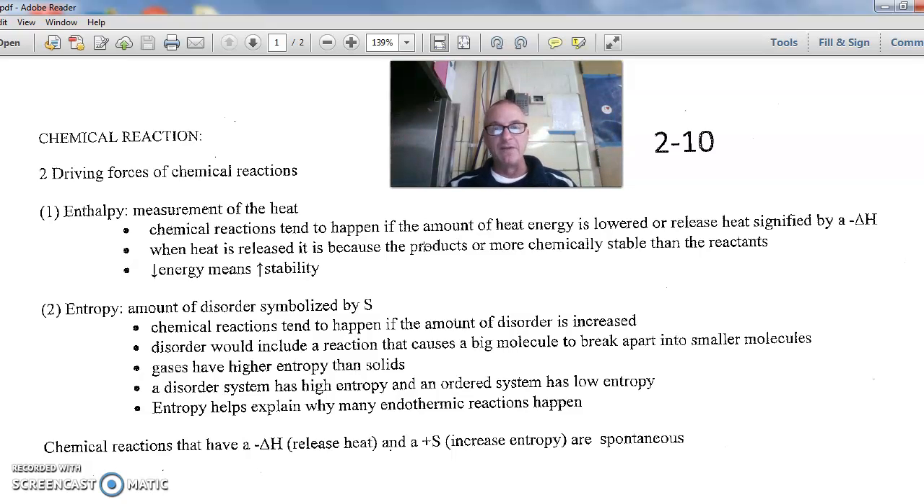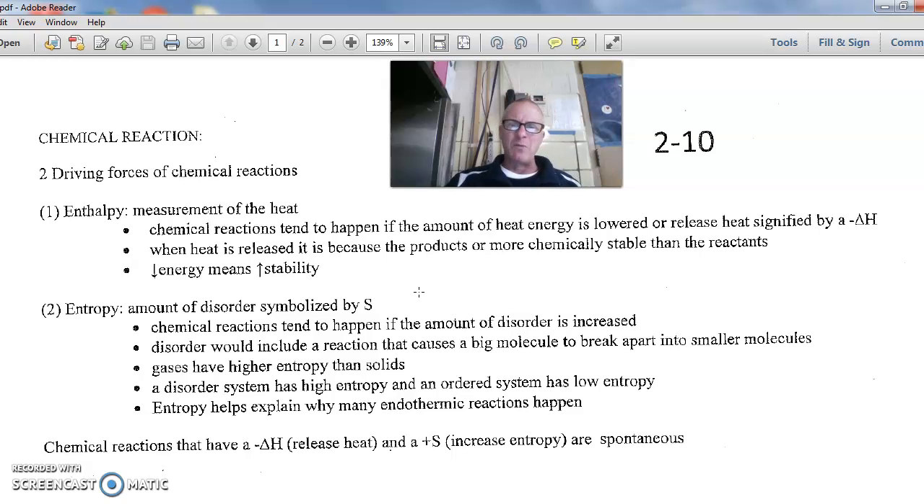If the stability of the products is less than the stability of the reactants, in other words, the reactants were very stable and we broke them apart, and the new bonds that formed in the creation of the product were not as stable, energy goes up. The products are less stable than the reactants. That's what would happen. If the products are less stable than the reactants, the energy would have to go up. So when energy goes up, stability goes down.